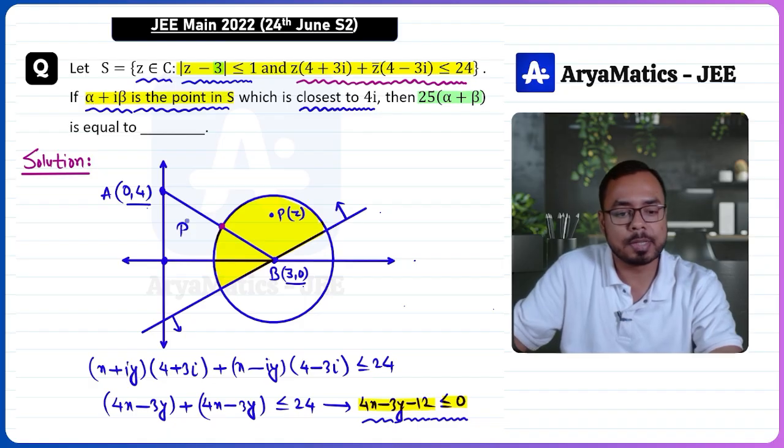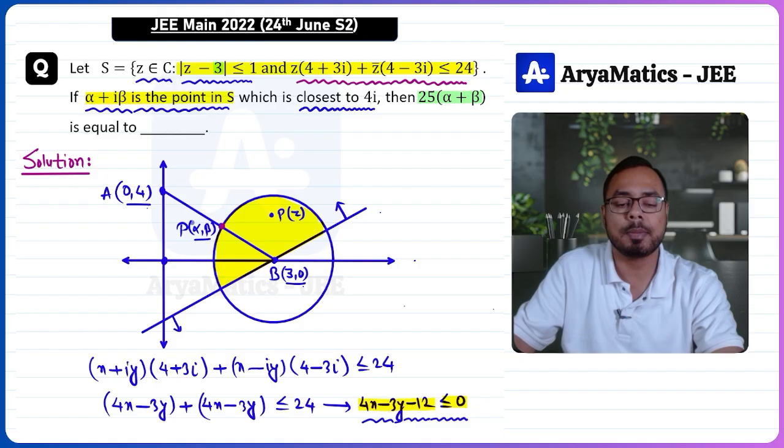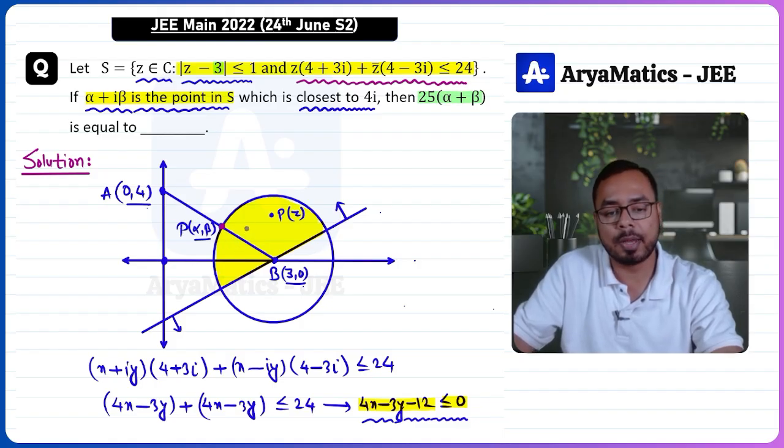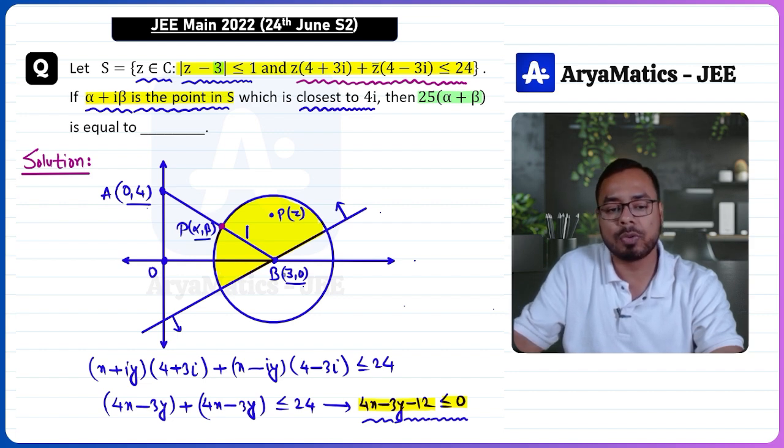So if this point is alpha beta, the coordinates of P will be (alpha, beta). Now, there are different ways of finding alpha beta. One, you can write the equation of this line AB and the equation of the circle, and then you can find their point of intersection. But another easier method is that you can use the section formula. For the circle, the radius is 1 unit, so this length PB is 1, and this length AB will be root over 3 square plus 4 square, that is 5 units.